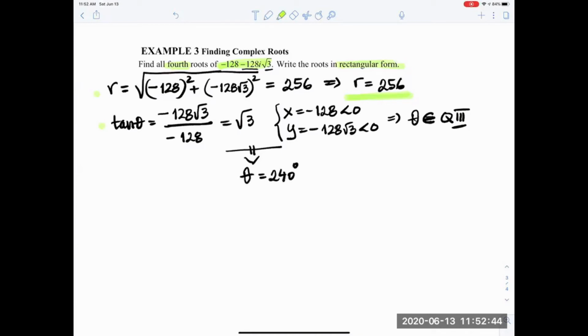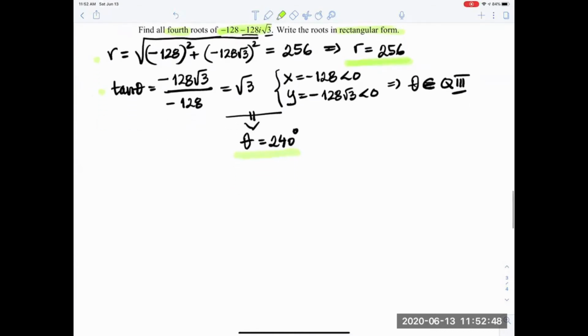Good, so now we have everything. We have r and we have theta. So our number becomes -128 minus 128i root 3, which can be written as 256 in a compact form, CIS of 240.